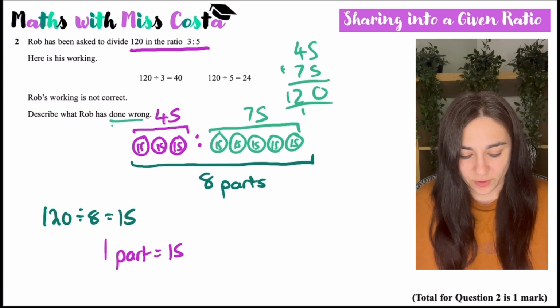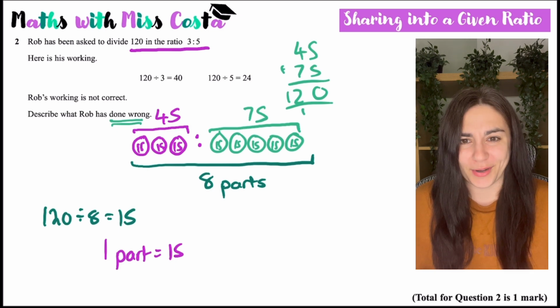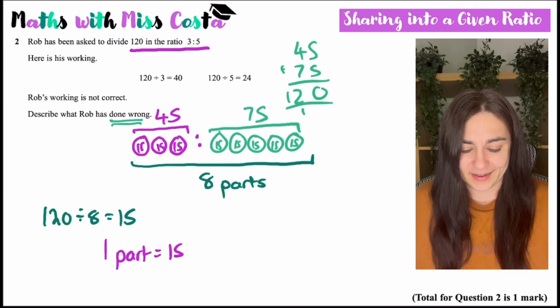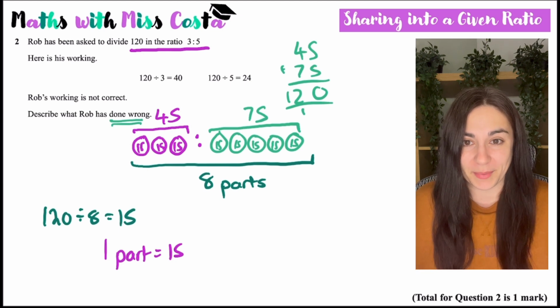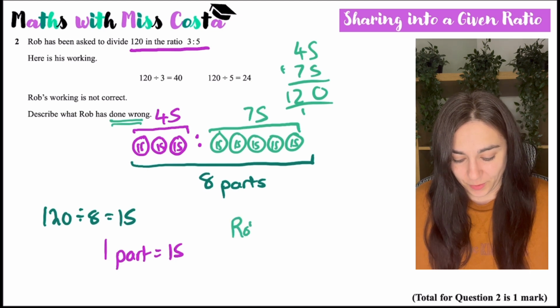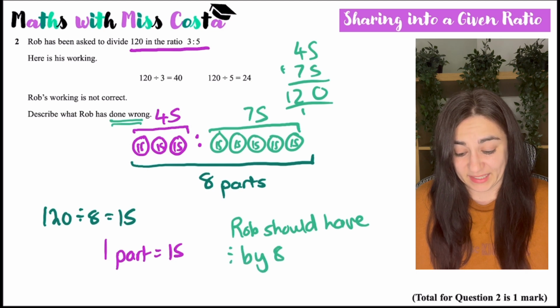So what has he done wrong? Well, he divided by 3, which is just dividing 120 into 3, and then he divided 120 into 5 parts. So he's doing 2 separate things. You want to bring together the parts and divide it by the total amount of parts. So Rob should have divided by 8 is the mistake that he made.